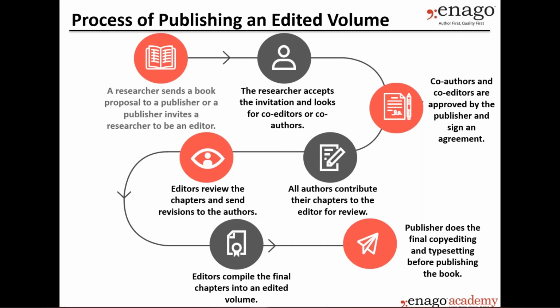So let's see now how this process of publishing an edited volume works. So first, a researcher sends a book proposal to a publisher, or a publisher invites a researcher to be an editor. Then the researcher accepts the invitation and looks for co-editors or co-authors. Then the co-authors and co-editors are approved by the publisher and sign an agreement. All authors contribute their chapters to the editor for review. Editors review the chapters and send revisions to the authors, and then editors compile the final chapters into an edited volume. And finally, the publisher does the final copy editing and typesetting before publishing the book.